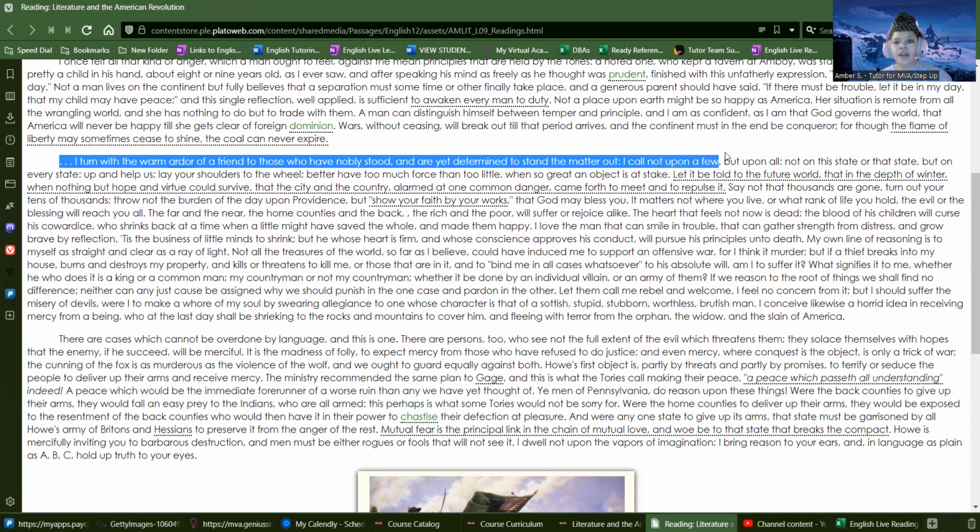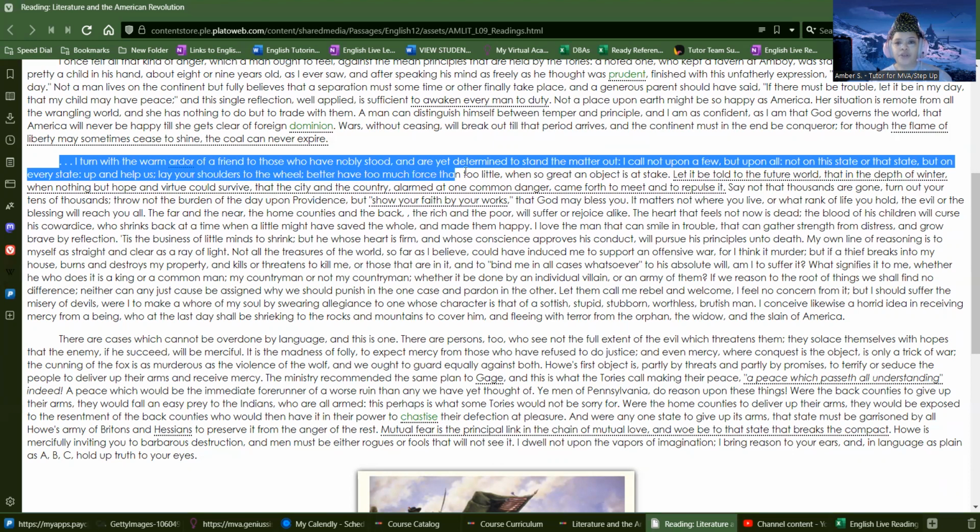I call not upon a few, but upon all, not on this state or that state, but on every state. Up and help us. Lay your shoulders to the wheel. Better have too much force than too little when so great an object is at stake. So he's saying that he's turning now to everyone in the country.